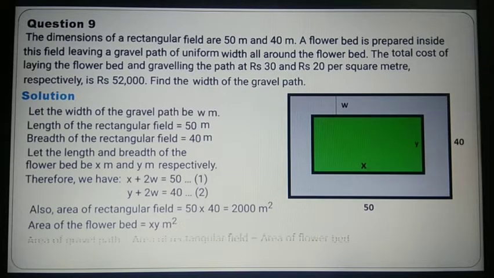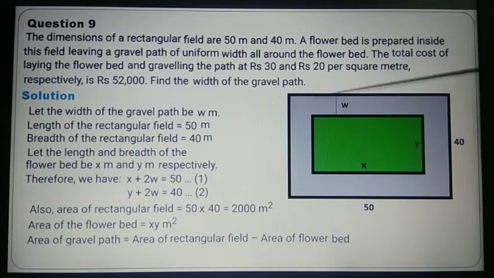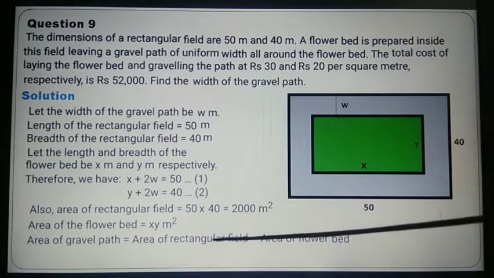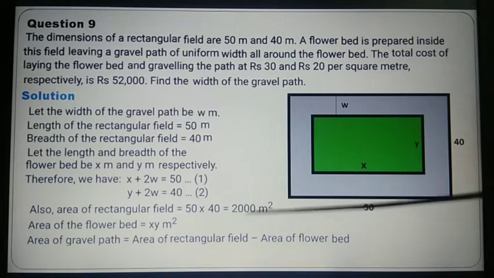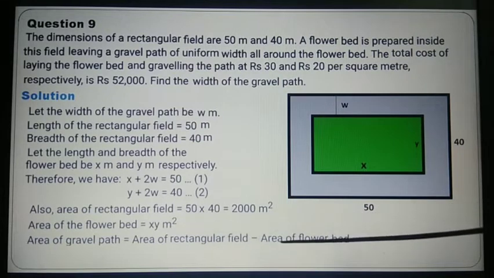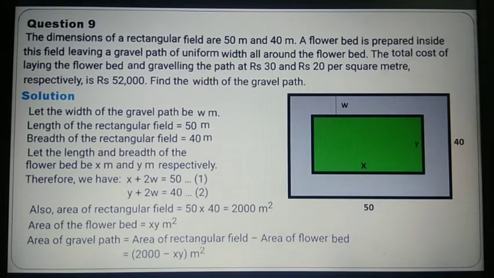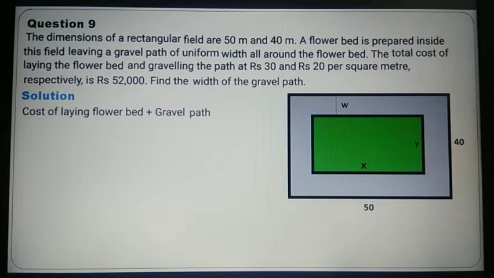Fine. Now let us find the area of this gray part. We all know that the area of this gray part can be found using the area of the bigger rectangle, that is the rectangular field, minus the area of the smaller rectangle, that is the area of the flower bed. Okay, so let's see how much this is going to be. The area of the rectangular field is 2000, and this is xy, so it will be 2000 minus xy meter squared. Okay, so pause the video to note this much. Okay, let's go to the next one.